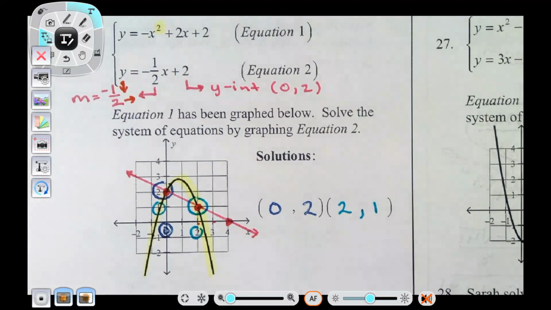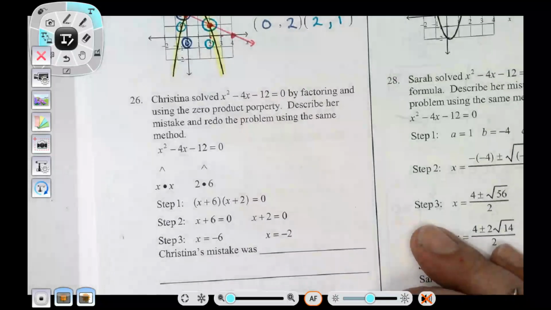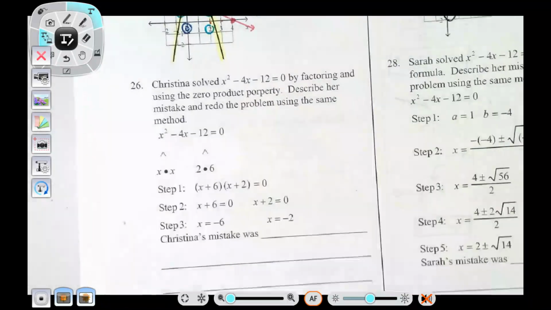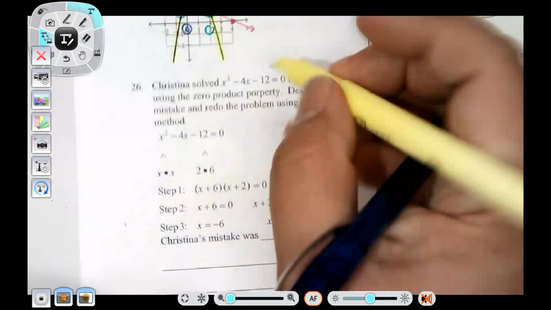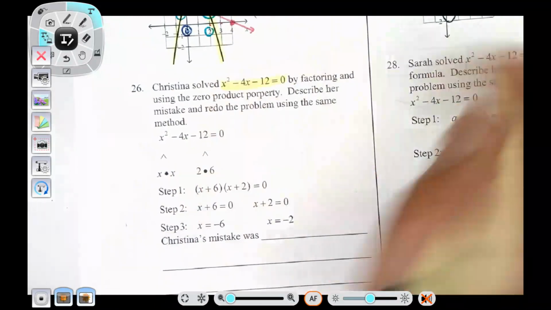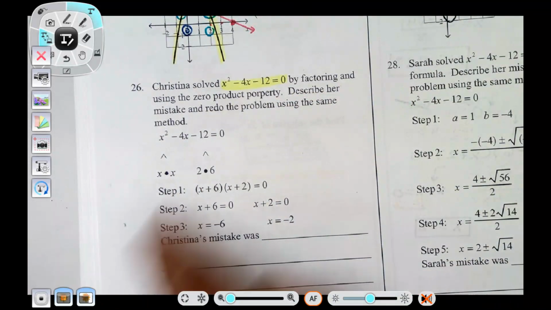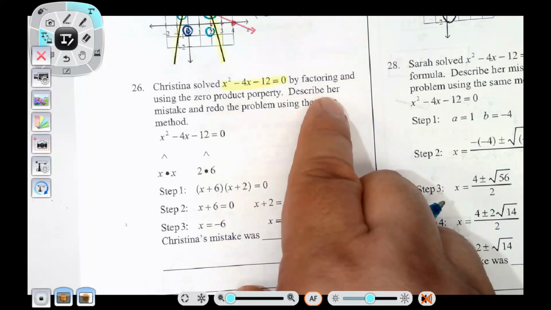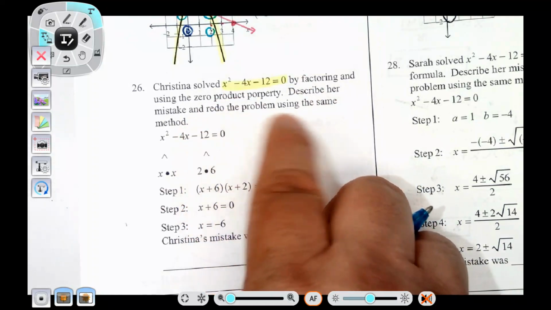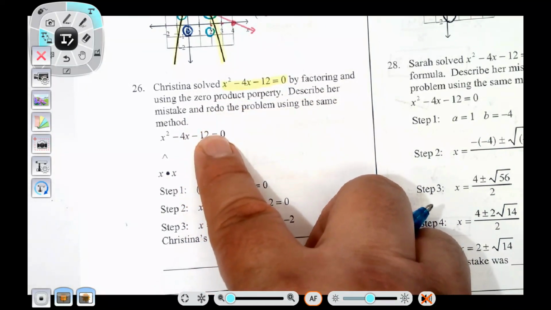And then we have this one. There's only 2 questions on this page. It says, Christina solved this equation by factoring and then using the zero product property. Describe her mistake and then redo the problem using the same method.